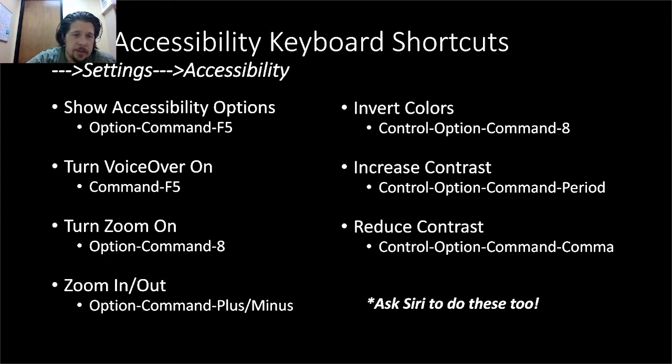You can ask Siri to help you do these things, or use the VoiceOver voice control option. So once VoiceOver is on, you can say increase contrast, invert colors, turn on zoom, zoom in, zoom out. So I would urge you, take a picture of this slide, jot these things down. These are useful keystrokes to remember. So that's what we would do on our Mac.